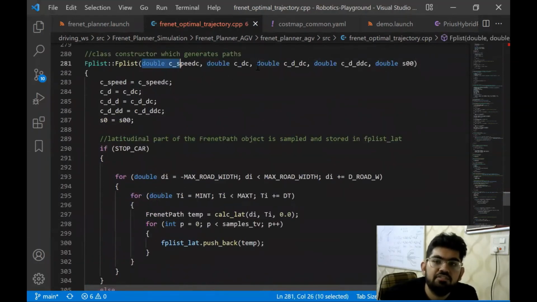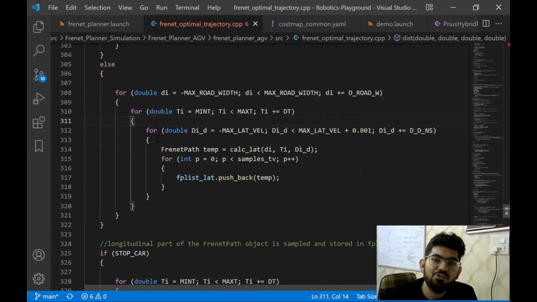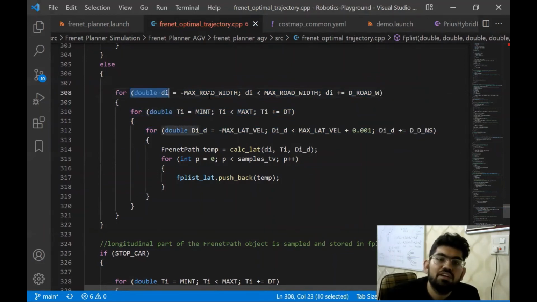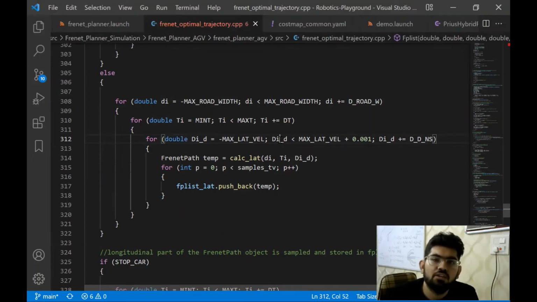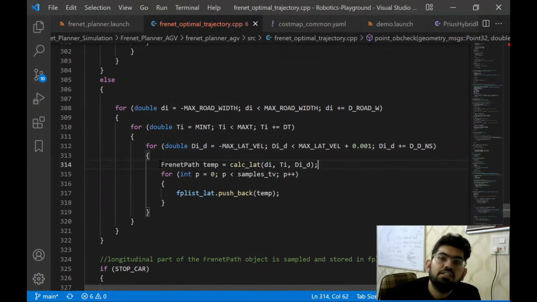In the generation function, we take as input all the different initial conditions. Now for the D-based path, we have these three nested for loops. The first loop varies the final D. The second loop varies the T or the time. Then this final loop varies the final velocity in D only by a small value. Then we generate some polynomials based on these conditions and put them in a list-based format.